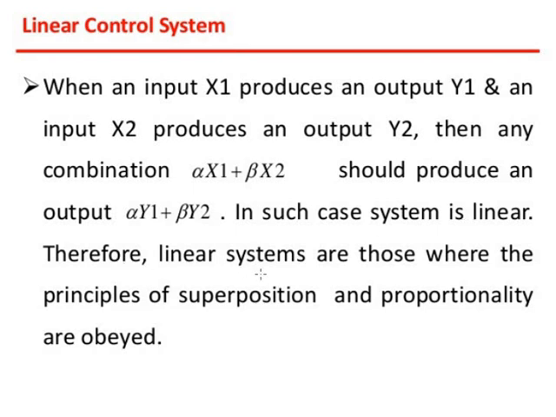Therefore, linear systems are those where the principles of superposition and proportionality are obeyed. So linear systems are those which will obey the principles of superposition and proportionality. So this is a linear control system.